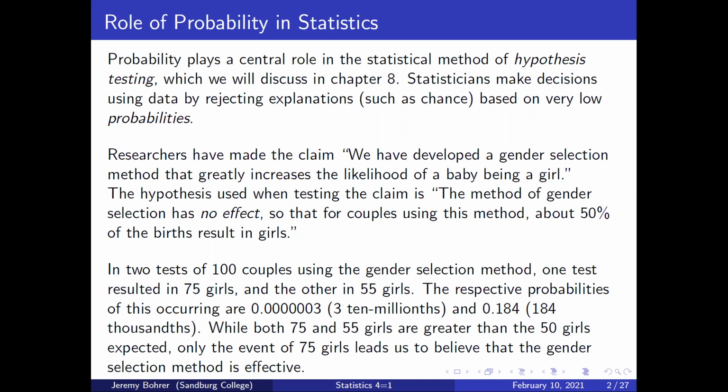In two tests of 100 couples using the gender selection method, one test resulted in 75 girls and the other in 55 girls. The respective probabilities of this occurring are 0.000003, or 3 millionths, and 0.8184, or 8184 ten-thousandths. While both 75 and 55 girls are greater than the 50 girls expected, only the event of 75 girls leads us to believe that the gender selection method is effective.